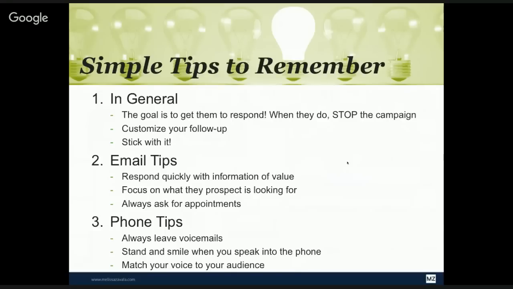Of course, if you stand and smile when you speak on the phone, your tone changes and it's much more authentic sounding and congenial sounding. So I'd encourage you to stand and smile and match your voice to your audience. If your pace is fast and that person seems a little slower, then you've got to breathe in and slow down. So think about that.